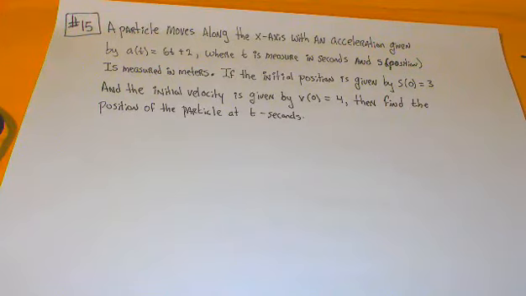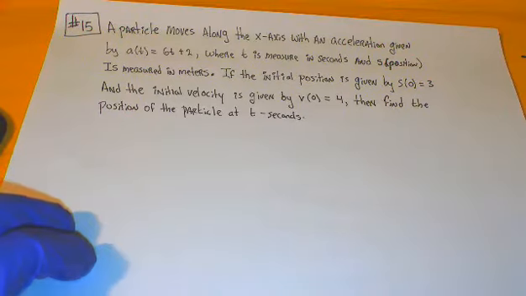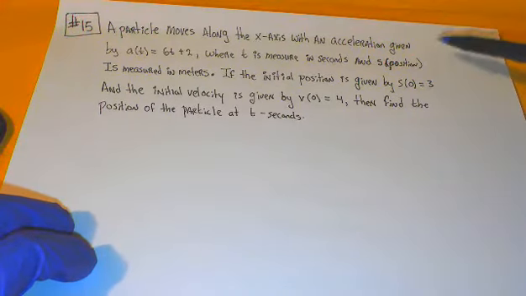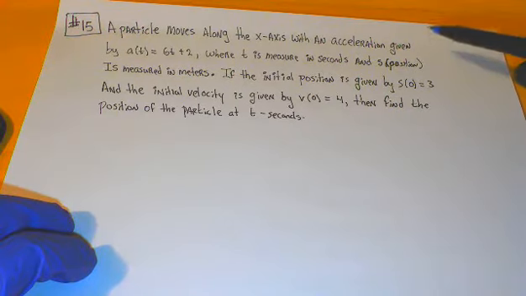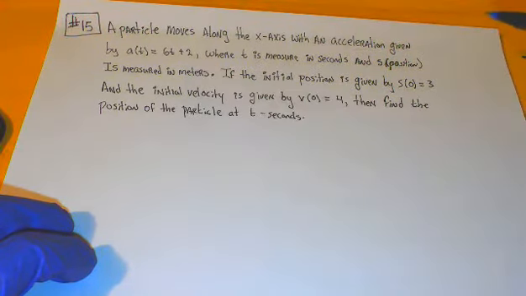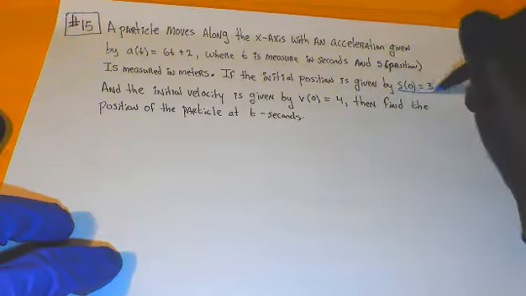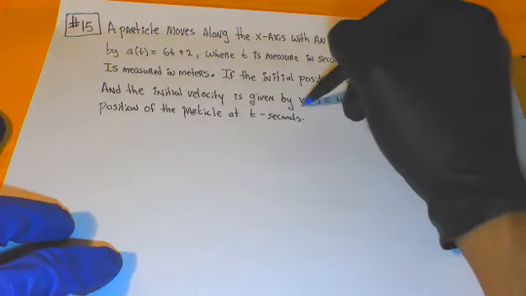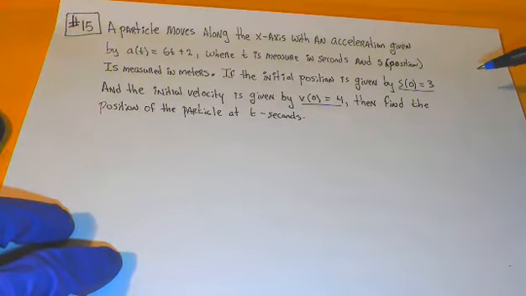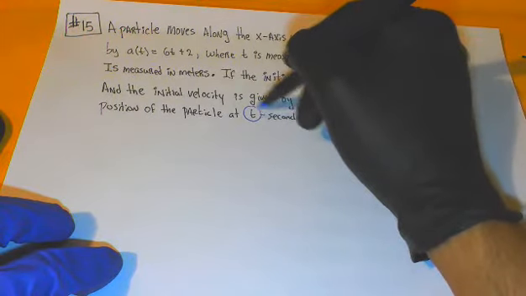Okay, so in this video we're going to take a look at numbers 15 and 16 on our sample final. Problem 15 states: a particle moves along the x-axis with an acceleration given by a of t equals 6t plus 2, where t is measured in seconds and s, which is your position, is measured in meters. If the initial position is s of 0 equals 3 and the initial velocity is v of 0 equals 4, then find the position of the particle at t seconds.